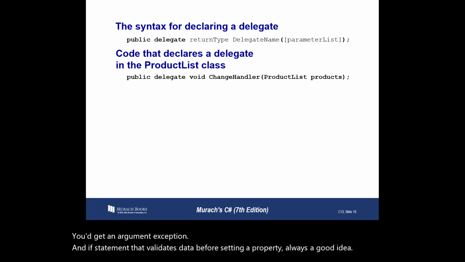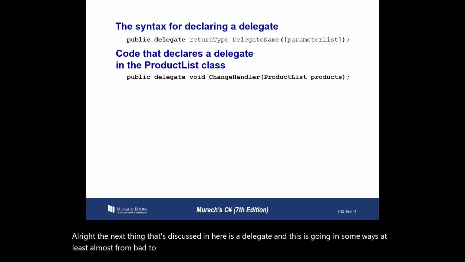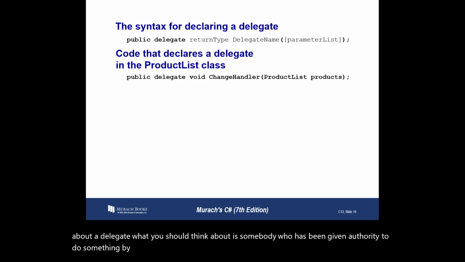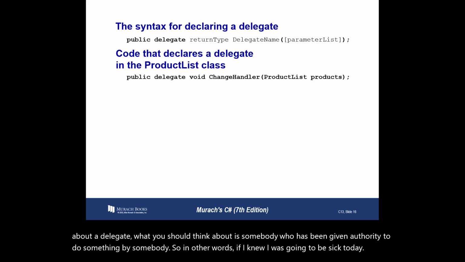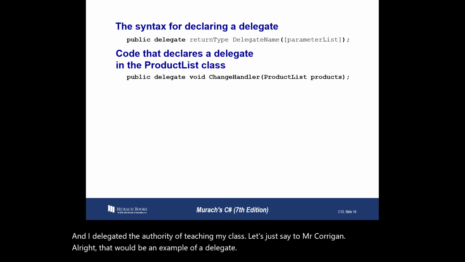All right, the next thing that's discussed in here is a delegate. And this is going, in some ways at least, almost from bad to worse as far as understandability. When you think about a delegate, what you should think about is somebody who's been given authority to do something by somebody. So in other words, if I knew I was going to be sick today and I delegated the authority of teaching my class, let's just say to Mr. Corrigan, that would be an example of a delegate.